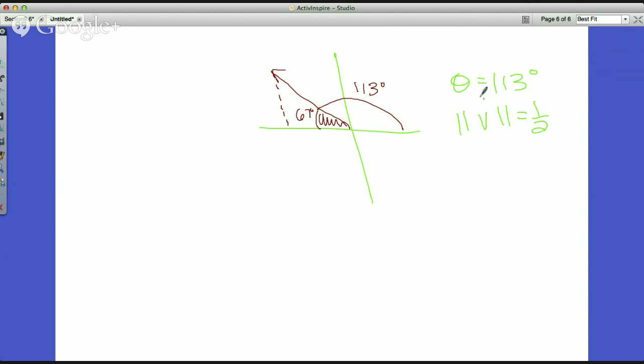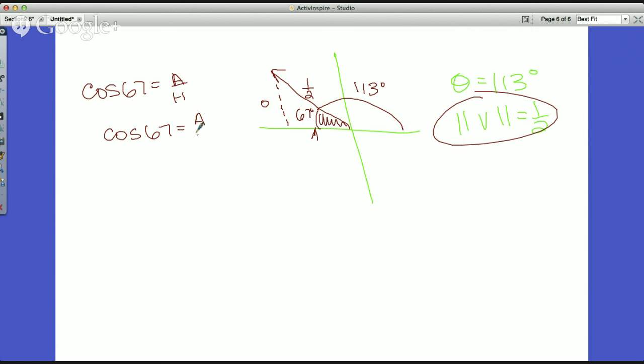Now, if the magnitude's 1/2, where does 1/2 go? Yeah, the hypotenuse, and you're exactly right. Now I'm trying to find what the opposite and the adjacent side are. Remember, the opposite is linked with sine, whereas the adjacent is linked with cosine. So if I did cosine of 67 equals adjacent over hypotenuse, what's my adjacent?